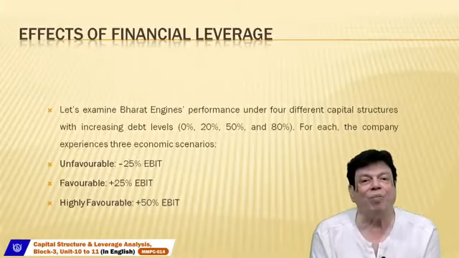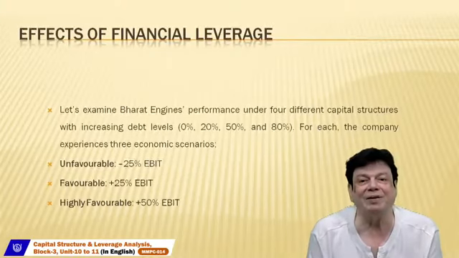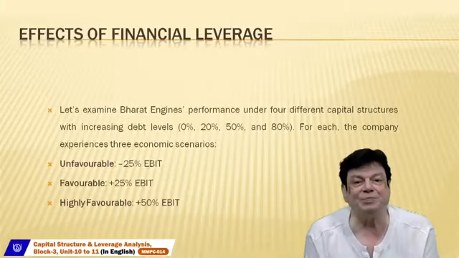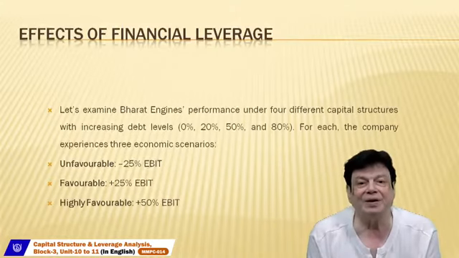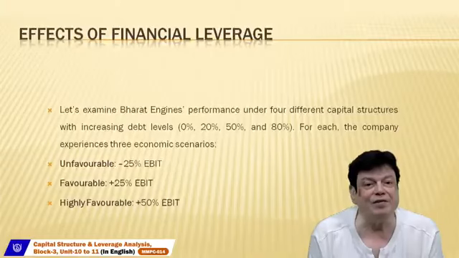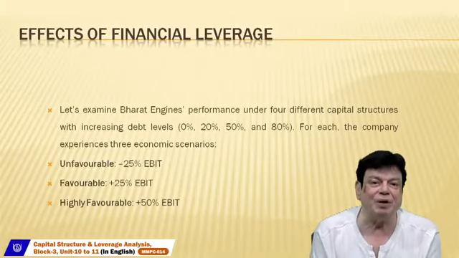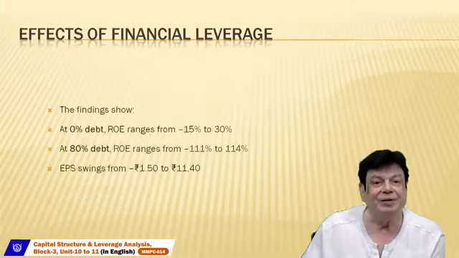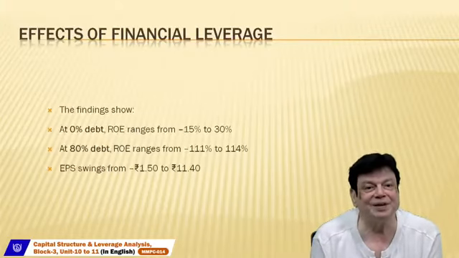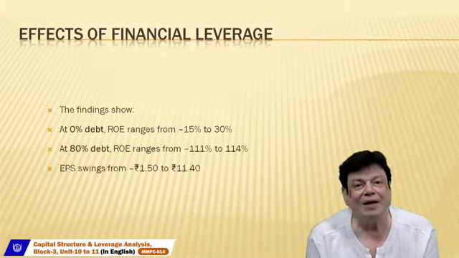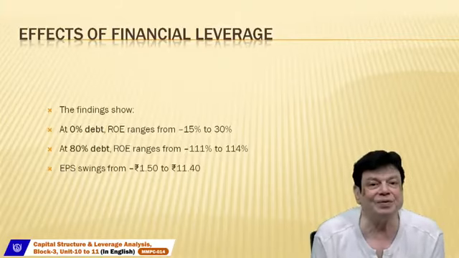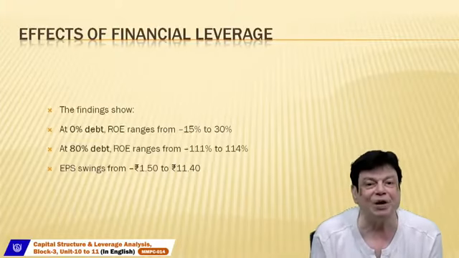Let's examine Bharat Engine's performance under 4 different capital structures with increasing debt levels: 0%, 20%, 50% and 80%. For each, the company experiences 3 economic scenarios: unfavorable, minus 25% EBIT; favorable, plus 25% EBIT; highly favorable, plus 50% EBIT. The findings show at 0% debt, ROE ranges from minus 15% to 30%. At 80% debt, ROE ranges from minus 111% to 114%. Earnings per share swings from minus rupees 1.50 to rupees 11.40.